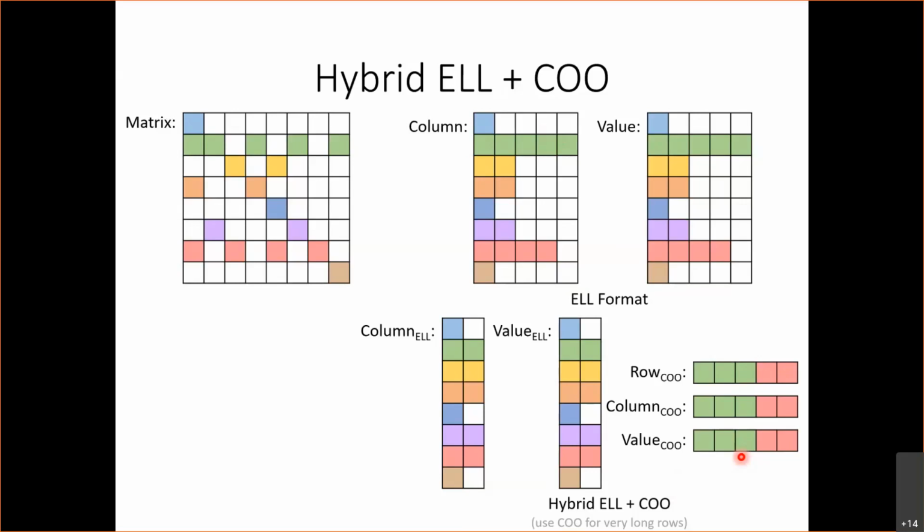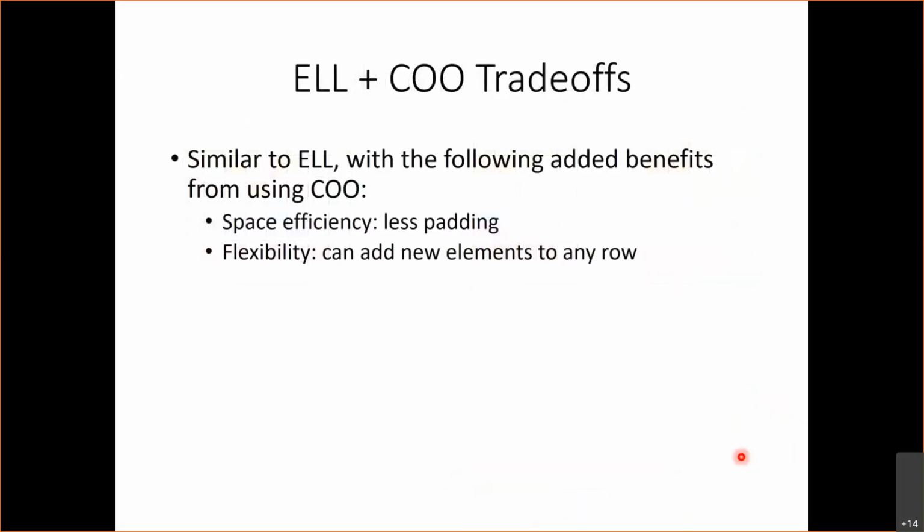Okay. So what is our problem still? With the ELL format, we solved the coalescing problem, but we still had one problem, which was what? So both CSR and ELL still had this problem.